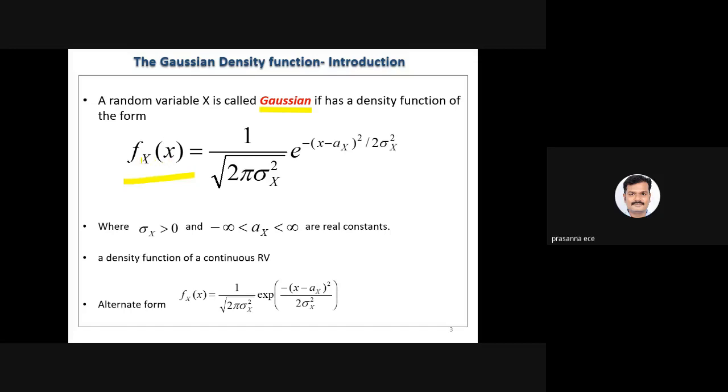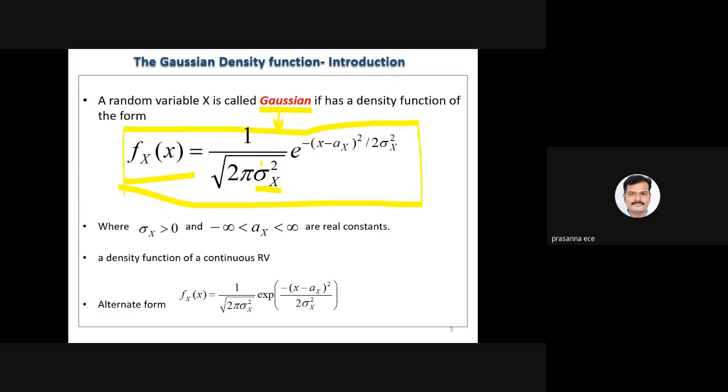You can see there are a lot of parameters here. The function is defined as 1 by root of 2 pi sigma_x square. This sigma suffix x is a particular constant, which is multiplied by an exponential term, e power minus (x minus a_x) the whole square by 2 sigma_x square. This entire function is called the general Gaussian function. You are seeing a lot of terms, but for now don't worry about them. We'll see what they actually mean.